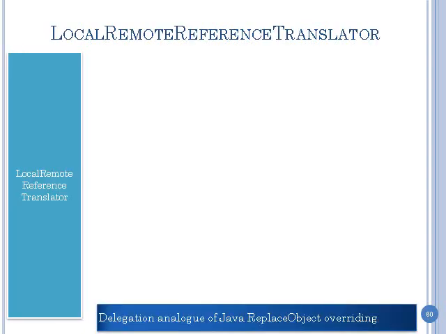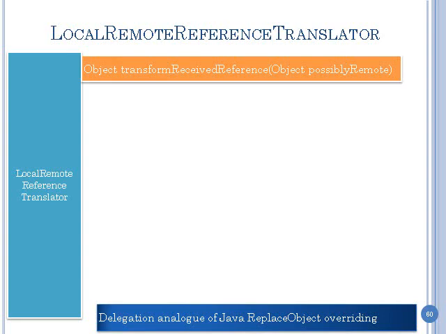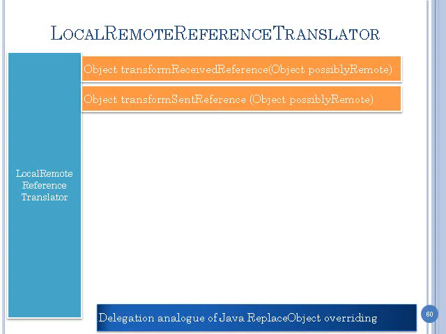And in GIPC, I mentioned this to you earlier, we use delegation. So we have this object that goes and transforms the sent reference. That makes sense, right? That you're sending a reference across and you want to transform it. Transform received reference, does that make sense?